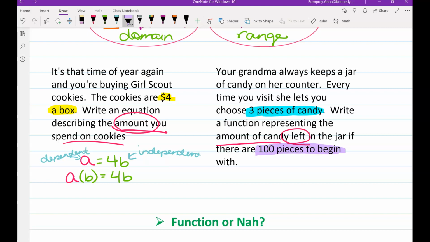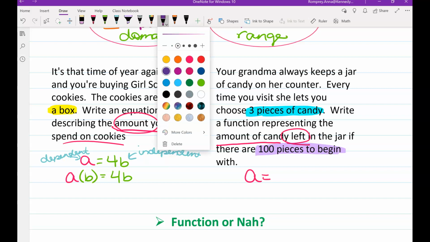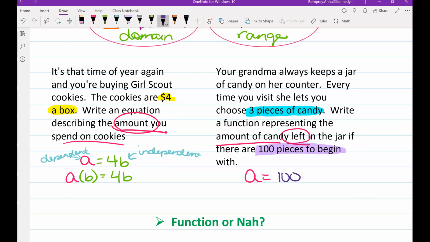So, write a function to represent the amount of candy left. A equals, I'm saying A for amount, so the amount of candy left. If we begin with 100, so we have an initial amount of 100, what's happening to that 100 pieces of candy? Well, we're getting 3 each time. So are we adding to the 100 or taking away? If we have 100 and grandma's giving us 3 pieces, the jar is going to have less and less candy. So we are going to subtract the 3 pieces of candy each trip.